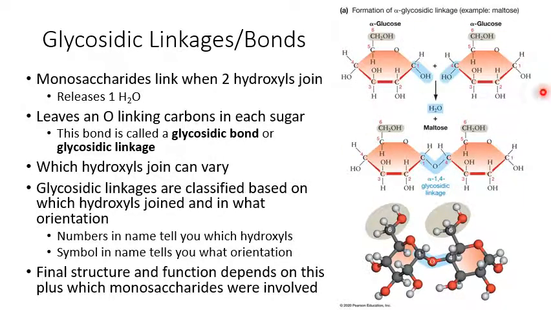On the top you have your two monosaccharides. These are actually identical. They're both alpha glucose. They're called alpha glucose because the new hydroxyl group that formed when this glucose molecule made a ring is pointing down in both cases.